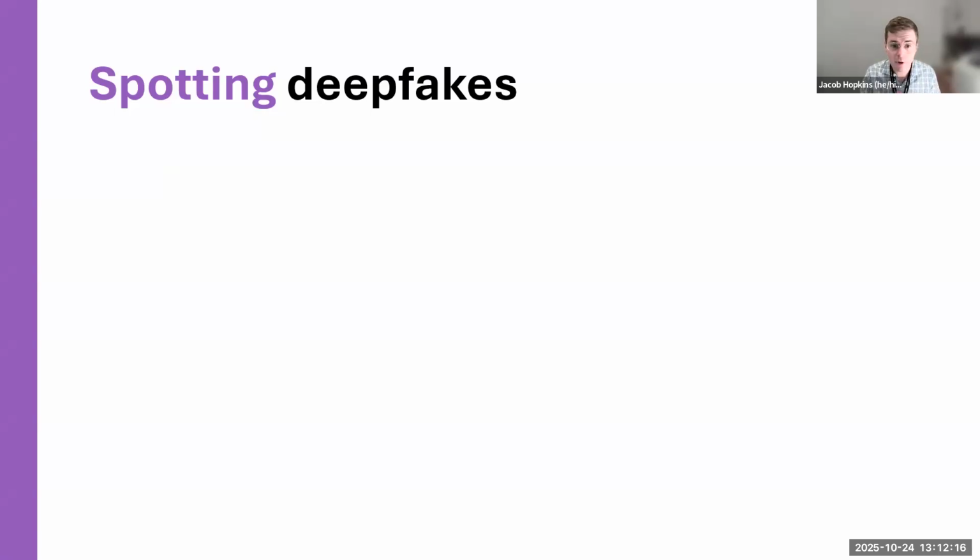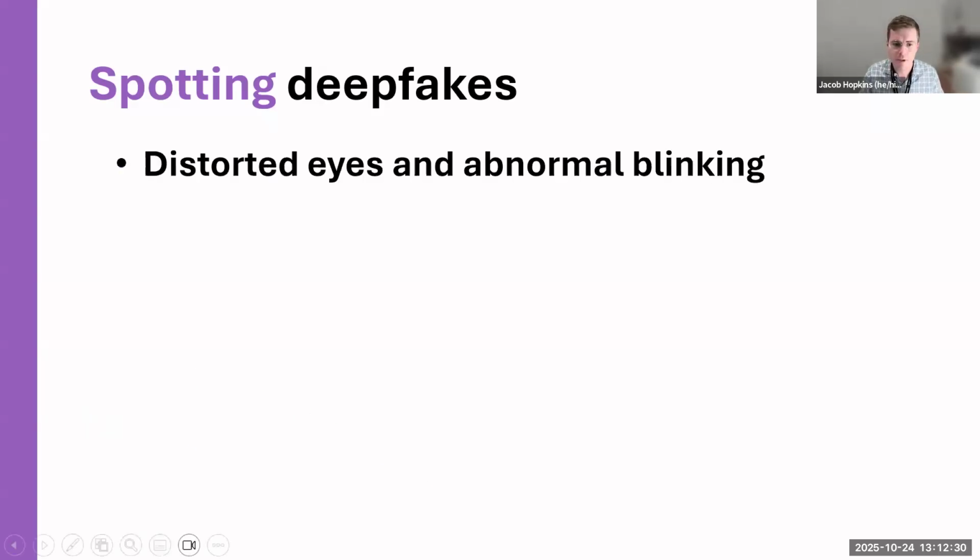So I'm going to share a few of the current telltale signs to watch out for, but please note that these are subject to change, especially as the technological infrastructure that makes deepfakes only continues to improve. So number one, things to look out for. Deepfakes of people often have distorted eyes, eyes that look too glassy or glossy, as well as abnormal blinking patterns.